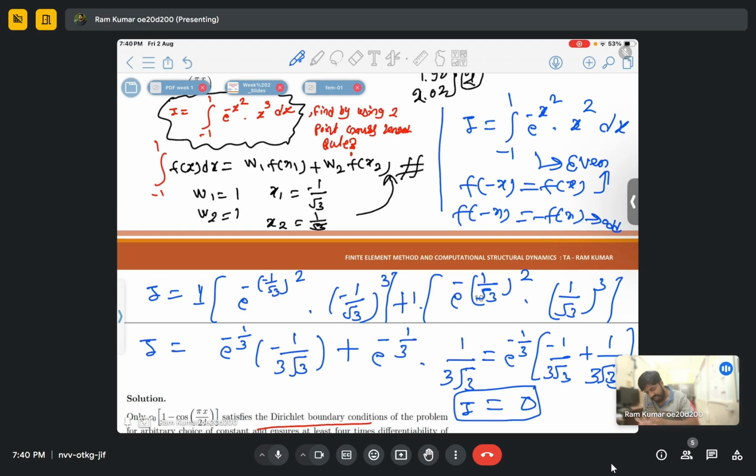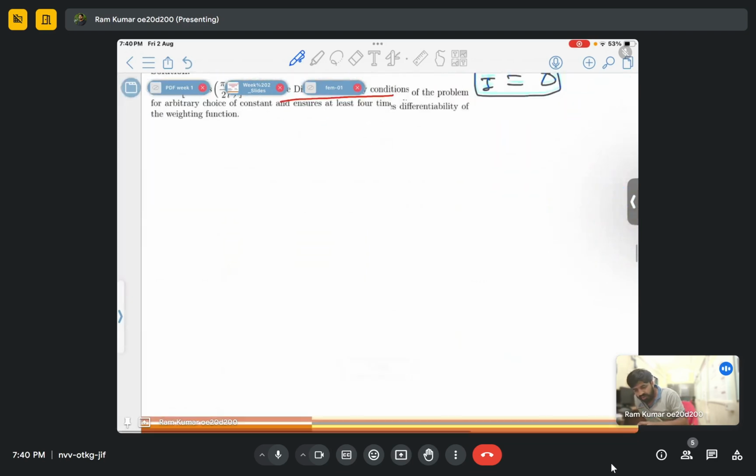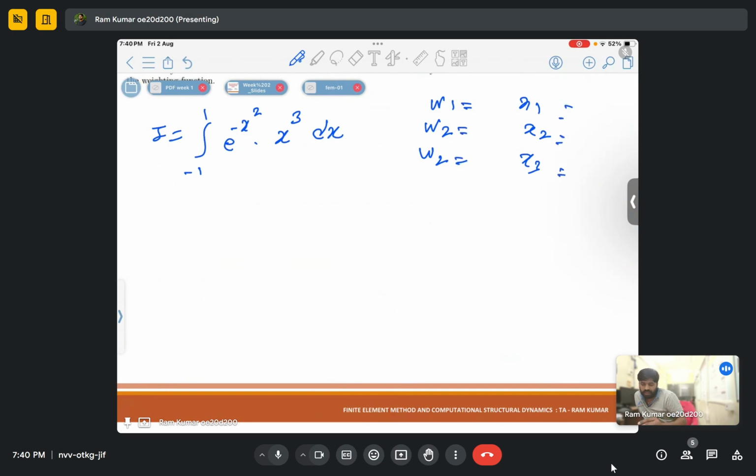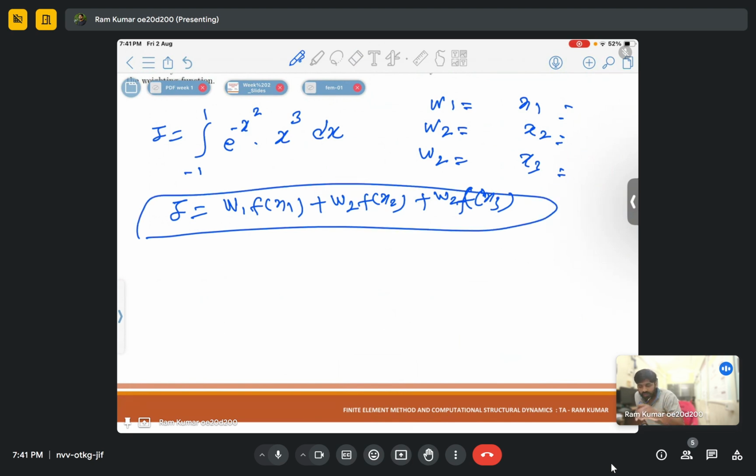So these are some 2-point rules, and for example, if I want to solve by using the 3-point rule, how are we going to solve? Same problem: I equals the integral from minus 1 to 1 of e to the power minus x square into x cube dx. So we want W1, W2, W3, x1, x2, x3. We know all these 6 values, then the integration will be I equals W1 f(x1) plus W2 f(x2) plus W3 f(x3).